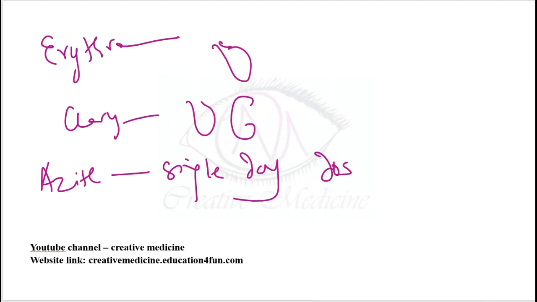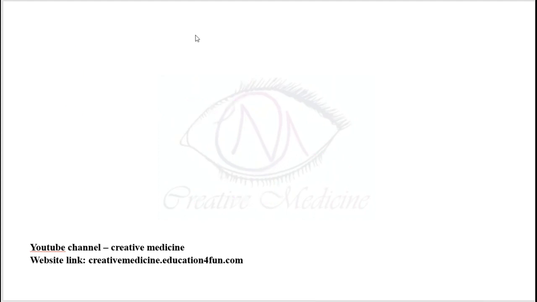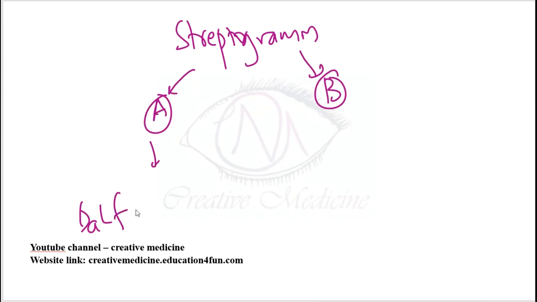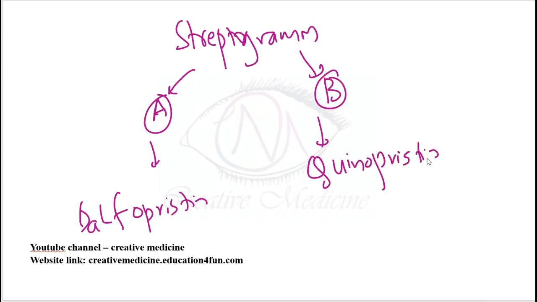Then after macrolides, the next group of drugs we have is streptogramins. These streptogramins are a synergistic combination of streptogramin A and streptogramin B. So what is streptogramin A? Streptogramin A is dalfopristin, whereas streptogramin B is quinupristin.